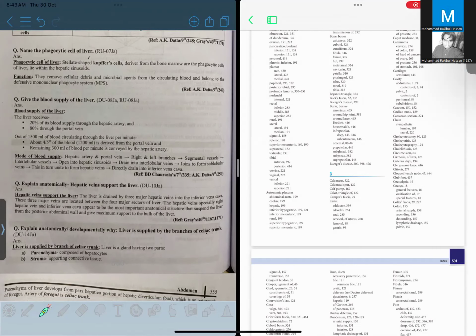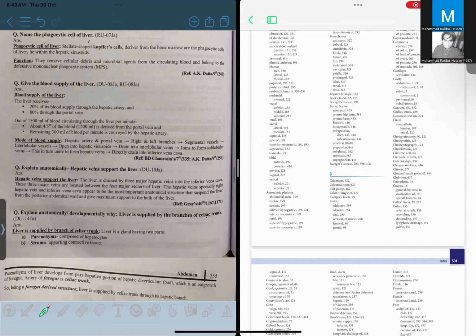Give the blood supply to the liver. The liver receives 20% of its blood supply through the hepatic artery and 80% through the portal vein. Out of 1500 milliliters of blood circulating through the liver per minute, about 4/5 of the blood, 1200 milliliters, is derived from the portal vein, and the remaining 300 milliliters of blood per minute is conveyed by the hepatic artery.